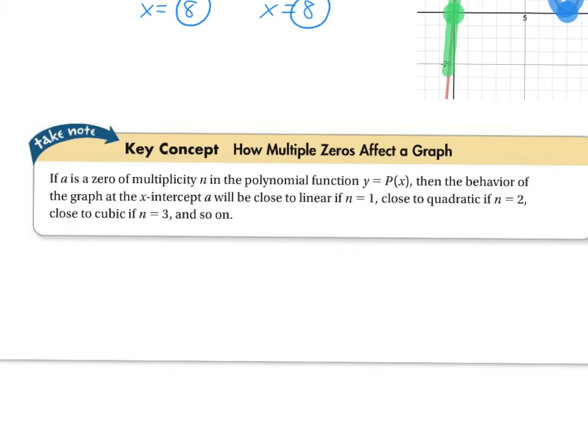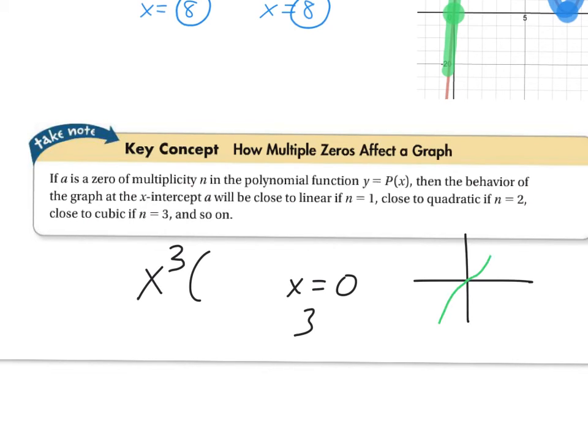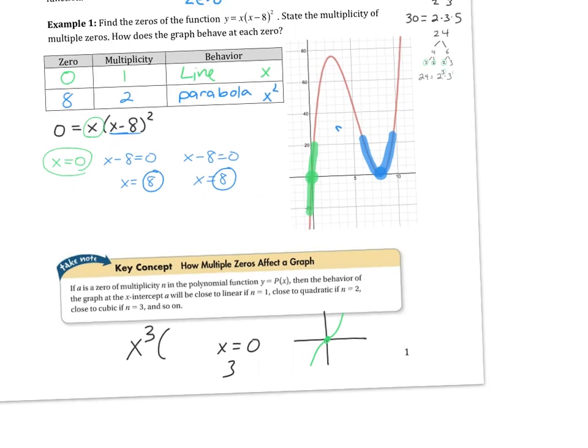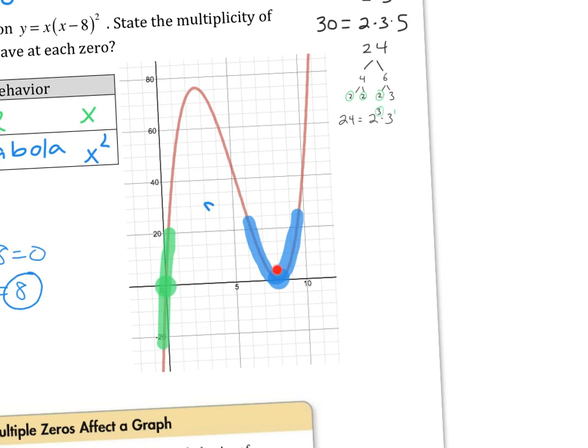y equals p of x, then the behavior of the graph at the x-intercept A will be close to linear, very close to linear, if the multiplicity is 1. If the multiplicity is 2, it's going to look quadratic, like a parabola, etc. If we have a multiplicity of 3, it's going to look cubic. So if I had x cubed as a factor, which means that x would be 0 and it would happen 3 times, the graph would look like this. Notice it looks kind of quadratic. It looks kind of cubic. So each one of these tells me what it's going to look like just in the micro setting, just in this location and this location, what the graph looks like.